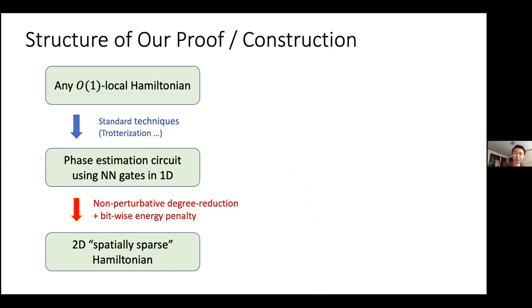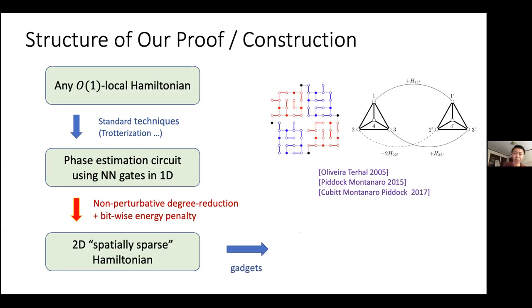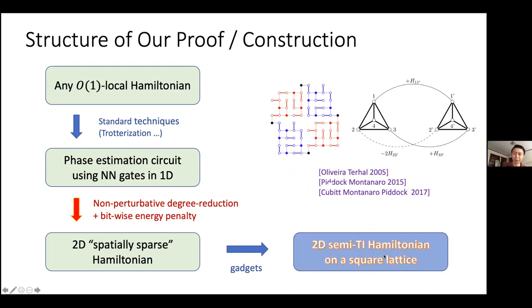Now, to map it to a two-dimensional square lattice Hamiltonian, we use known gadgets that were developed. For example, you can encode qubits using Heisenberg interaction by taking each qubit and mapping it to four different qubits arranged in a triangle-like way. Then you can embed these gadgets on a 2D lattice using something like this. That gives you a two-dimensional Hamiltonian that has semi-translational invariance using only, say, Heisenberg or XY interaction embedded on a square lattice.